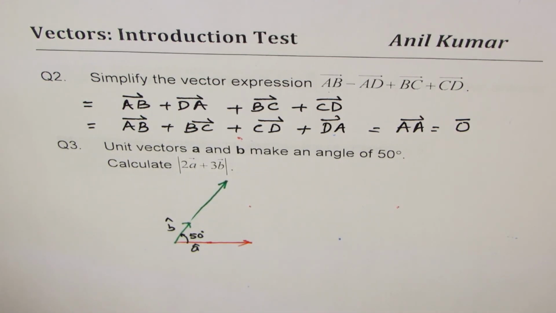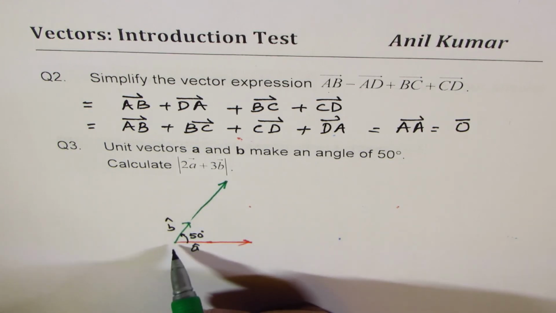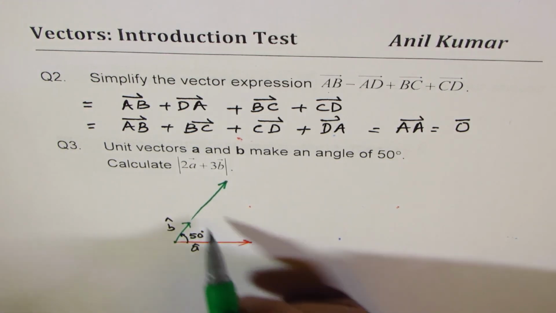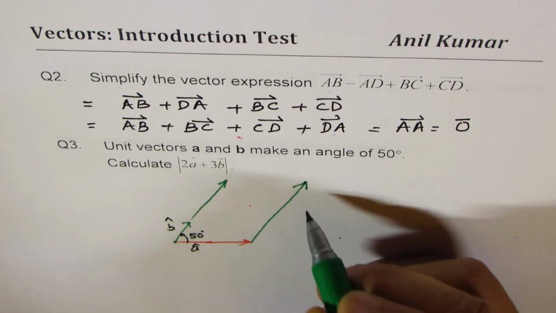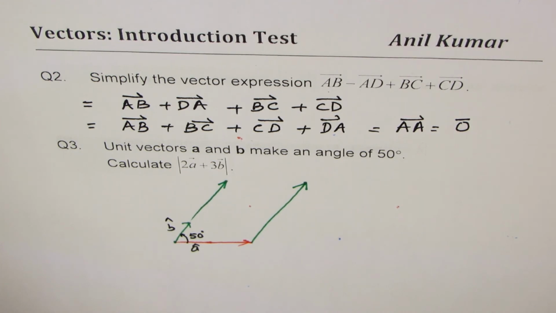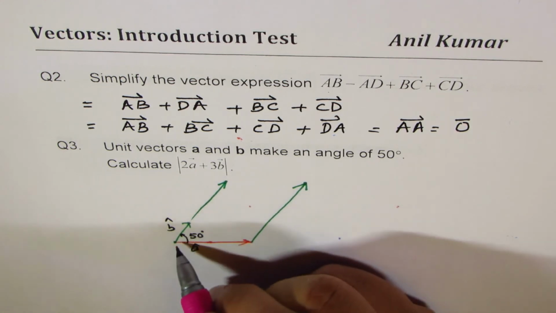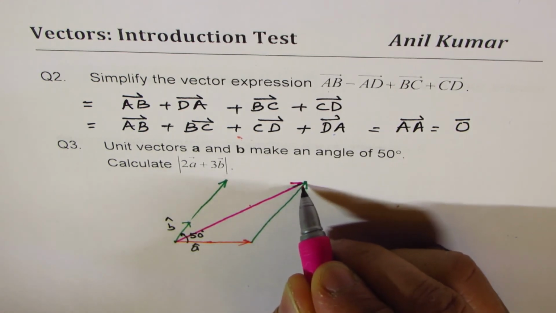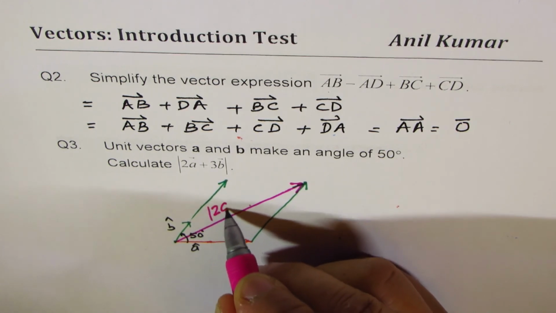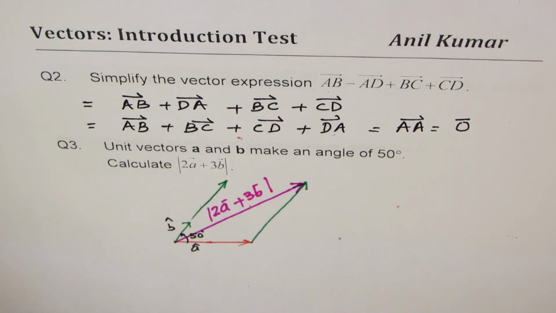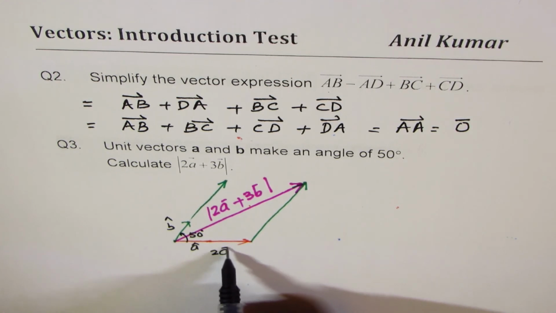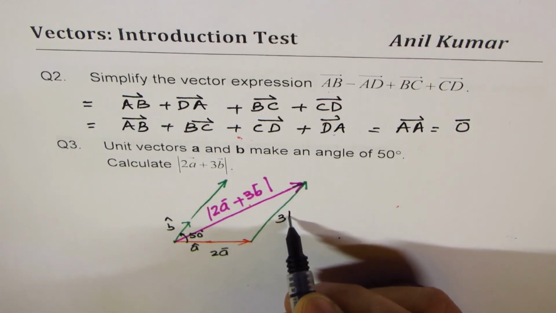Now, to get this sum, we'll actually put the tail on the head. So we'll draw the vector from here parallel to the given vector. And the resultant is going to be from the starting point, which is the tail of A, to the head of B, which will give us the sum. So that becomes the sum 2A plus 3B, right? Since the vector here is twice A and the vector here is 3 times B.